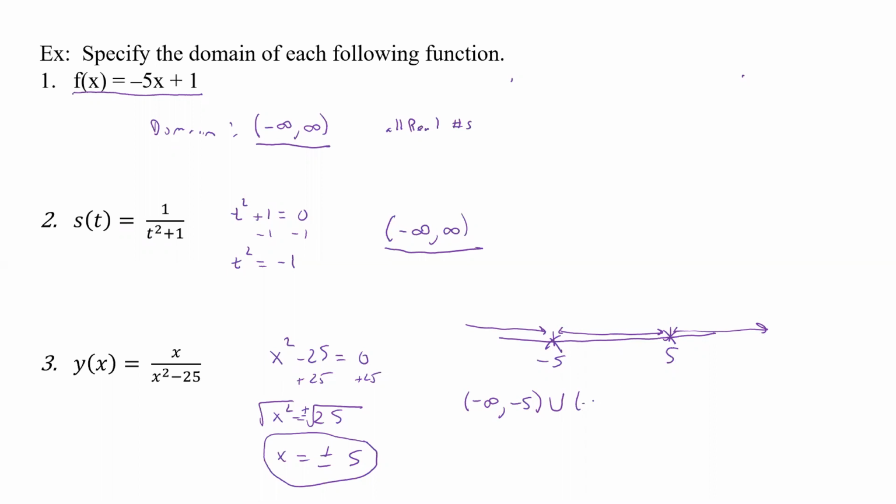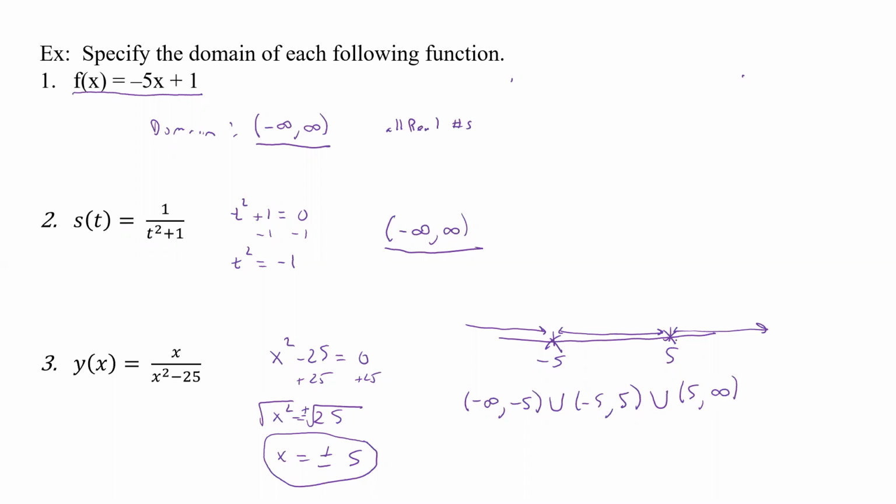Now we're going to go from -5 to +5 because we go all the way up to here, but we can't include it, so we have another parenthesis. And then we have union again, and now everything above that. And so we have 5 all the way up to the positive infinity.